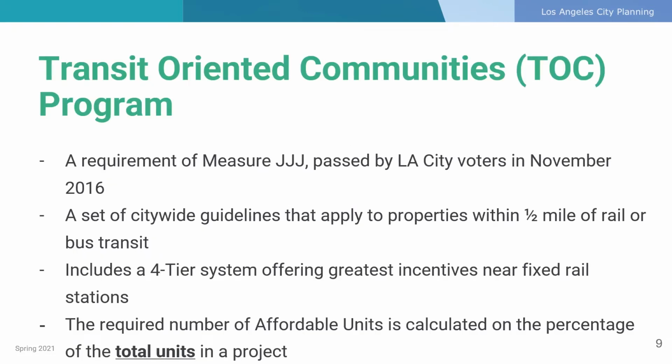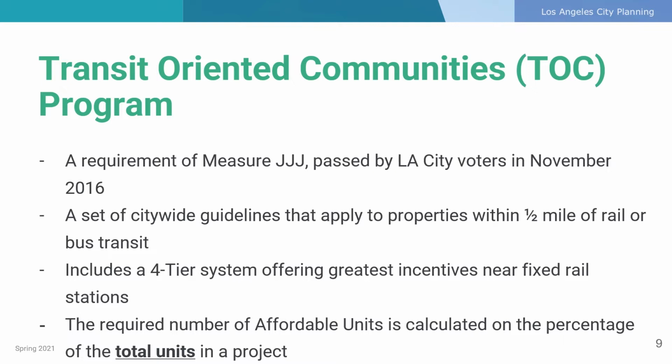The TOC program is specific to the City of LA and was a requirement of Measure JJJ that was passed by LA City voters in November 2016. The citywide guidelines were implemented in 2017, and they apply to properties within a half-mile of rail or bus transit. The current TOC guidelines will expire in 2027 and can be extended for an additional 5 years by City Council.